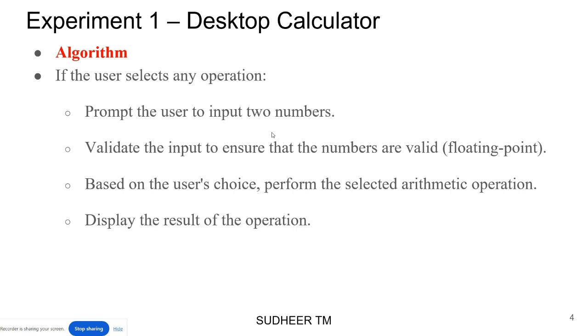So after accepting the two numbers and validating and ensuring both numbers are in the proper format, the next step is based on the user's choice in the previous or first stage, what operation he had given, he assigned.